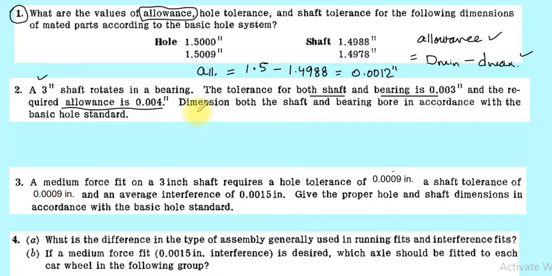So the question asks for the dimensions of both the shaft and bearing bore. Bearing bore simply means the hole, in accordance with the basic hole standard, right? So you are given a basic size of 3 inches, and that is going to be the minimum size of the hole, because we are considering the basic hole standard.